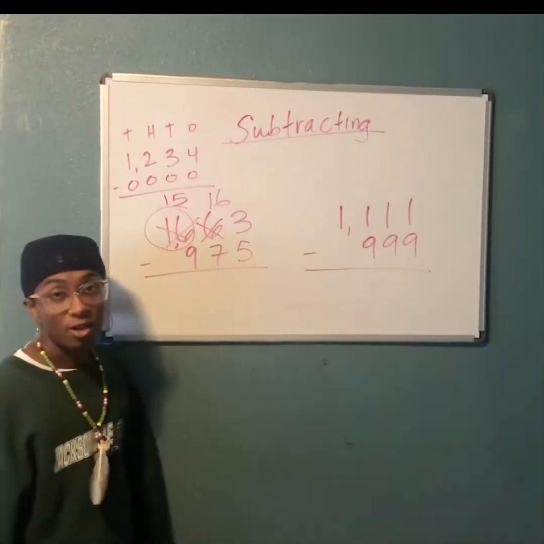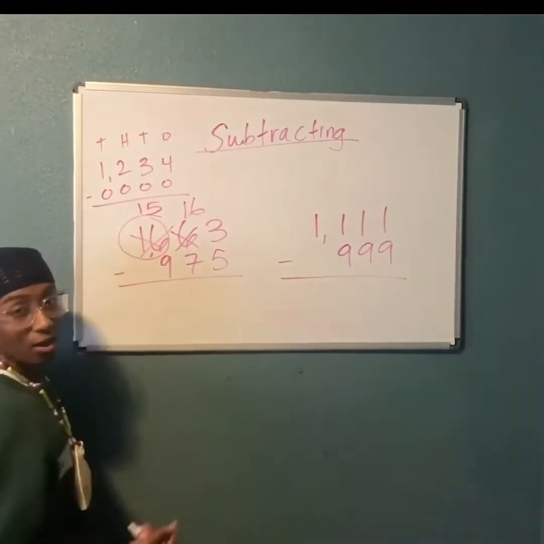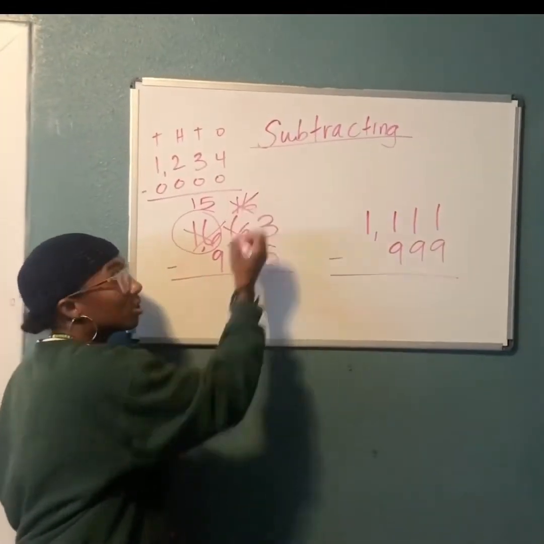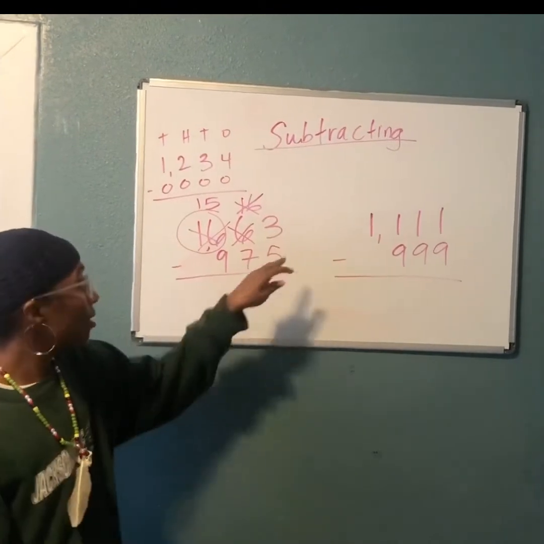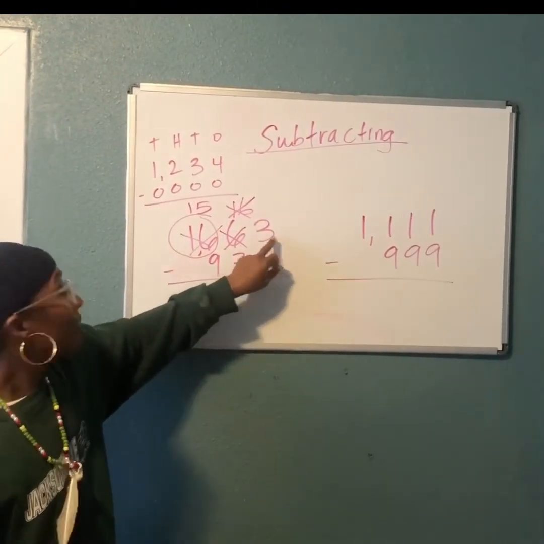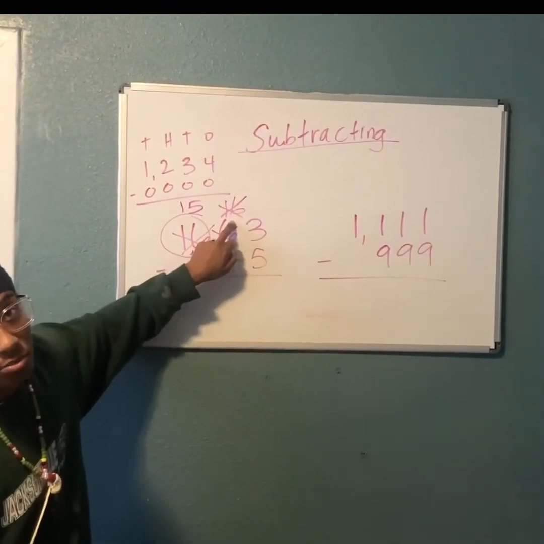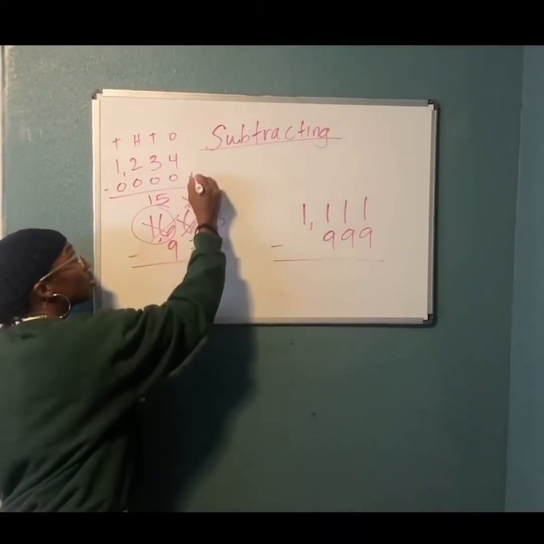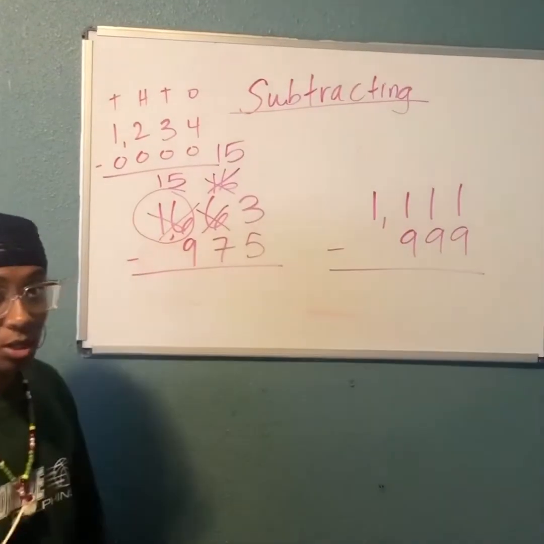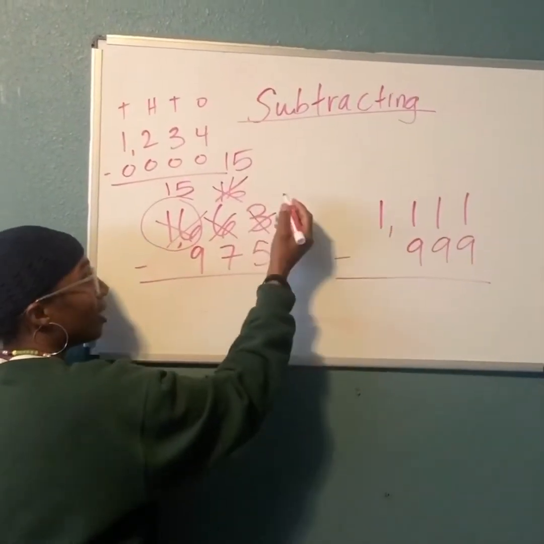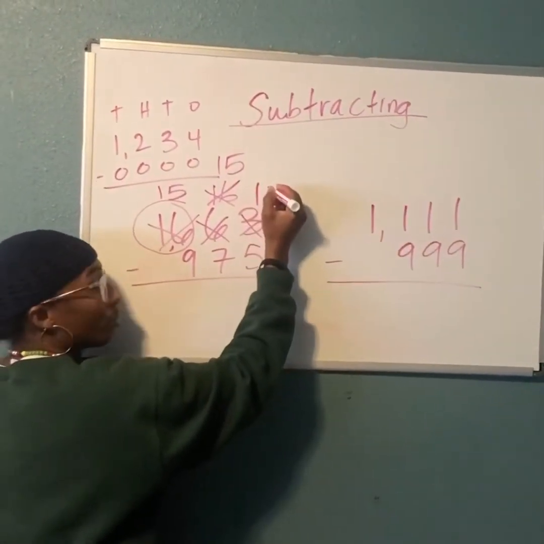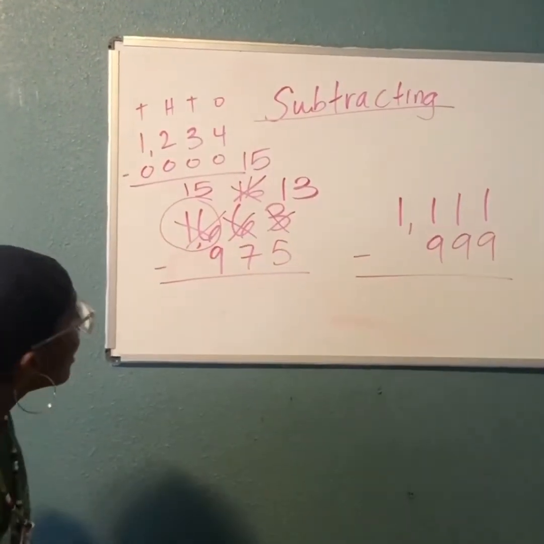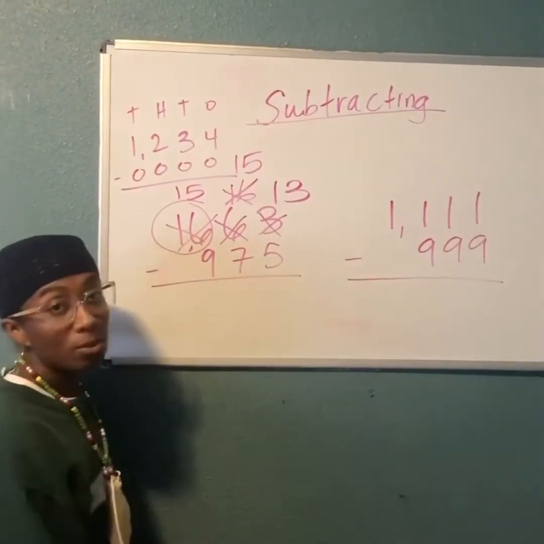Then you ask yourself, can I do 3 take away 5? No, because 3 is too small. So we borrow from Mr. 16. Mr. 3 says, Mr. 16, we need to borrow something from you. Can you give us something? Sure. Mr. 16 makes himself smaller and gives Mr. 3 a 10. Mr. 3 becomes Mr. 13. Okay? So now you have your numbers you can work with.